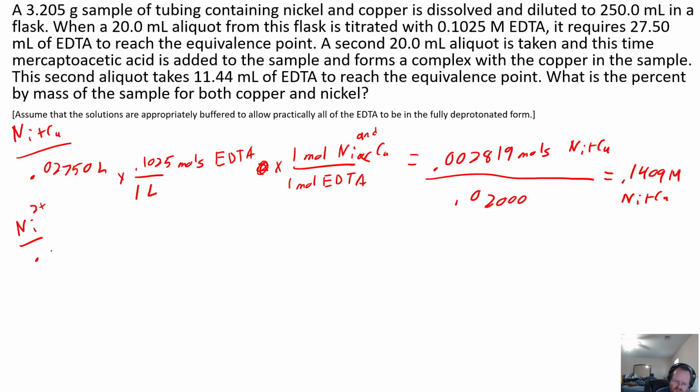So for the second titration, it took 0.01144 liters this time. It took less because none of the copper is reacting now. Well, the copper is present but does not react with the EDTA because it's complexed. We still have the same molarity. But for this problem, every mole of EDTA instead only represents moles of nickel.